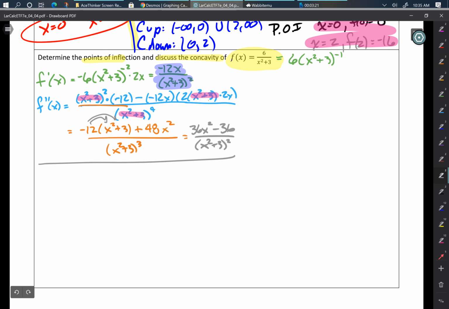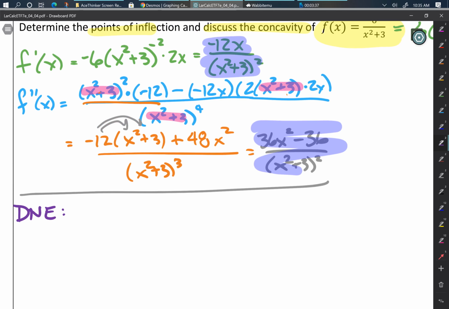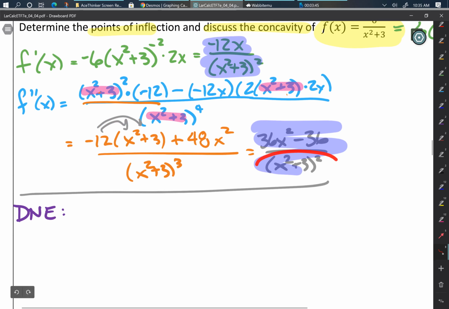Right. So now that I've got my second derivative, now I'll find those candidates. Are there any candidates where the second derivative does not exist? Now, given that we've got a division problem here, there is the possibility that we could have a division by zero error, but I can't think of a value that when plugged into this denominator right here would give me a 0 downstairs. So I'm going to say that there are none of those.